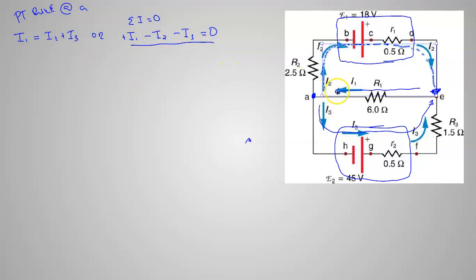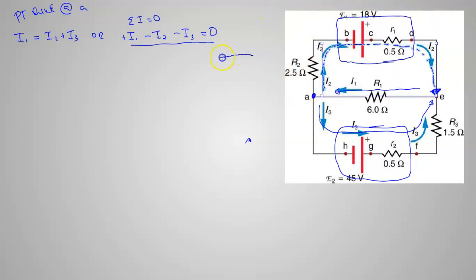All right. If I do point E, I get exactly the same thing with the signs reversed, which would be like multiplying that by -1. So that's a dependent equation. No new information. Doesn't do me any good. I need to move on to a loop rule now.